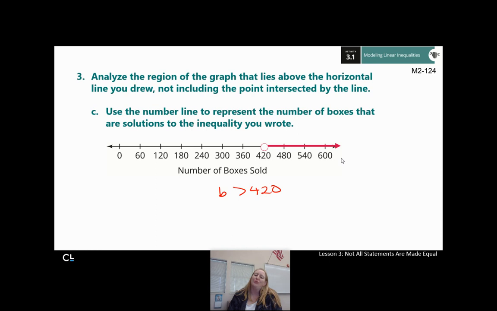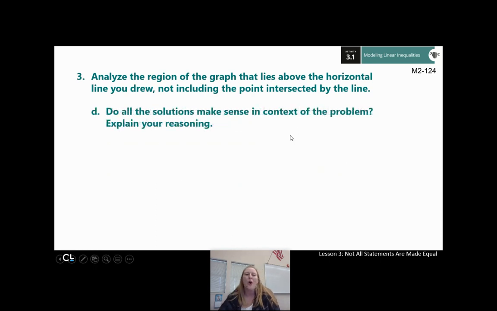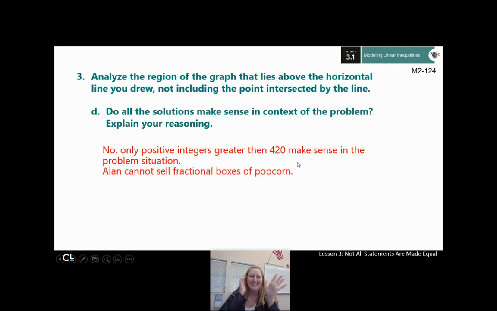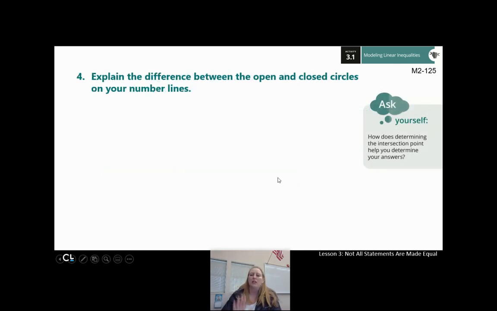And I'm sure you figured out what was going on with D. Do all the solutions make sense in the context of the problem? Not exactly, because again, only positive integers greater than 420 make sense in the problem situation. No fractions, right? Again, Alan cannot sell fractional boxes of popcorn. You sell a box of popcorn or you don't. You don't sell pieces of boxes of popcorn. That's weird.